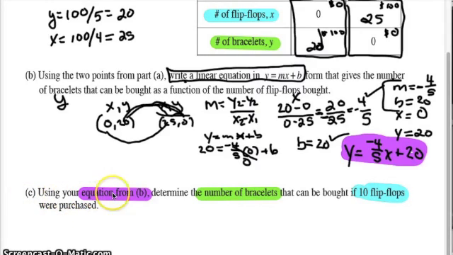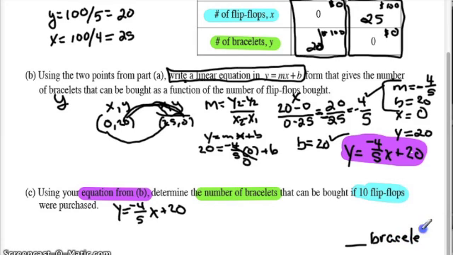C. Using your equation from B, determine the number of bracelets that can be bought if 10 flip-flops were purchased. Okay, using your equation from B, so let's rewrite that. That's y equals negative 4 over 5 x plus 20. Determine the number of bracelets. So our answer is going to be some number of bracelets. And that's y. We're looking for y, that can be bought if 10 flip-flops were purchased.